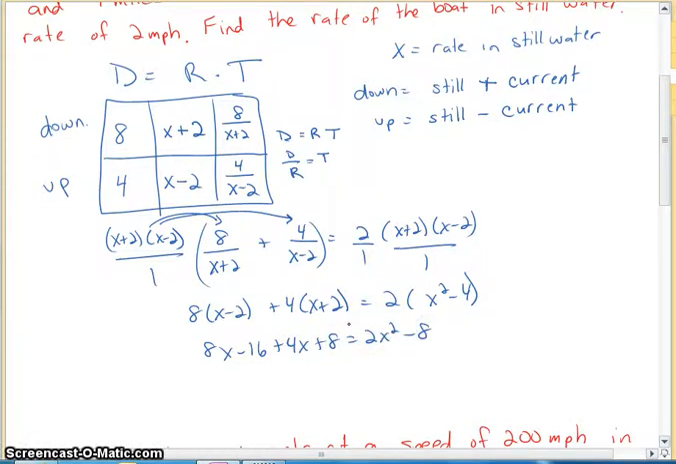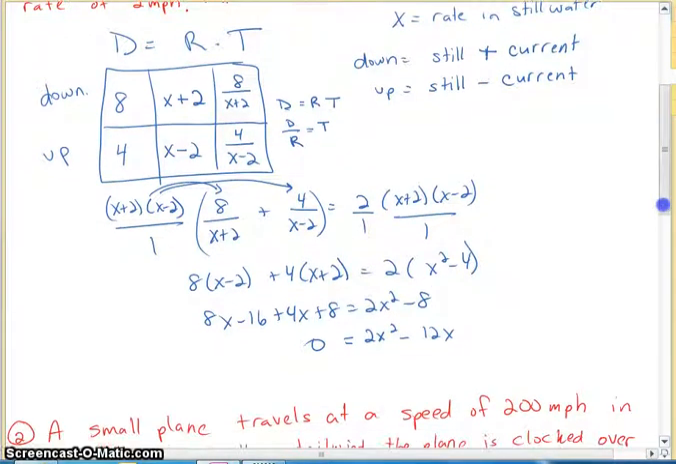Since this is a quadratic, I'm going to try factoring. So I'm going to first get it equal to 0. So I have 2x squared minus 12x equals 0. The negative 16 plus 8 will be negative 8 on the left side. If I try to add 8 to both sides, they'll cancel out. So I have 0 equals 2x times x minus 6. That means my two possible answers are x equals 0 or x equals 6.